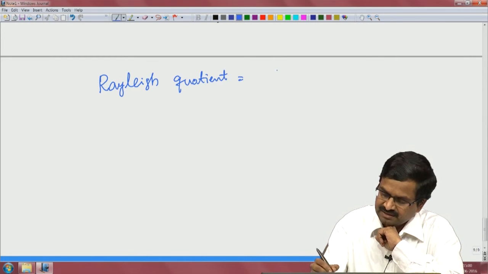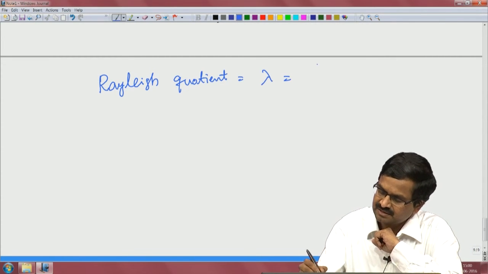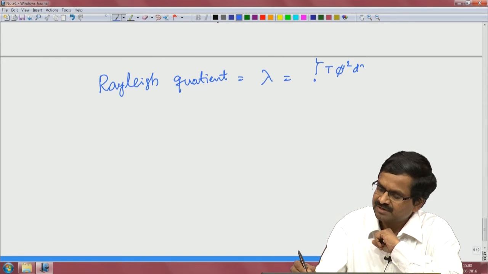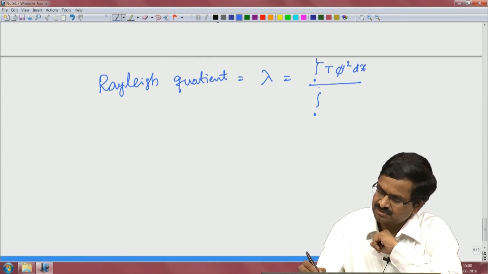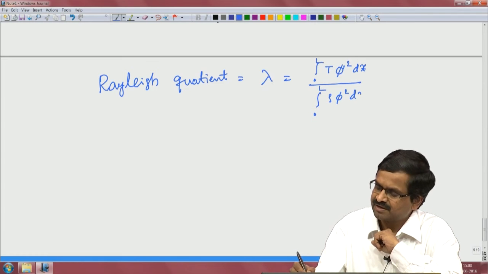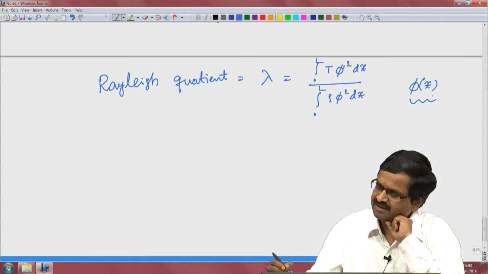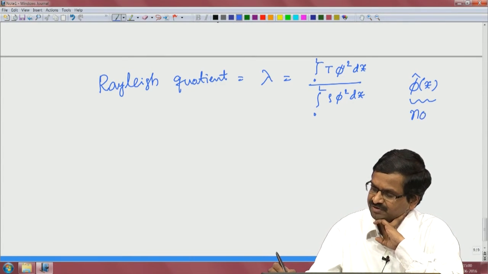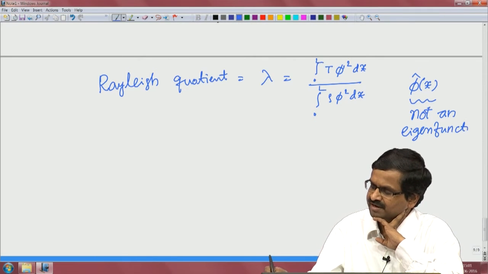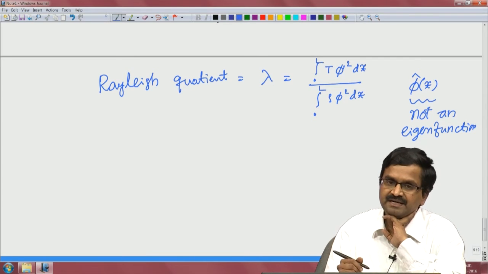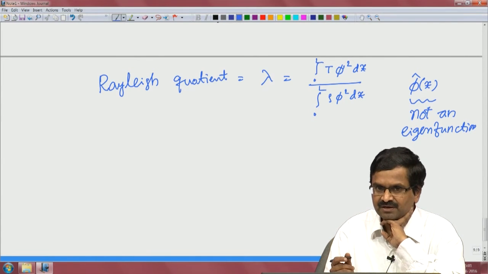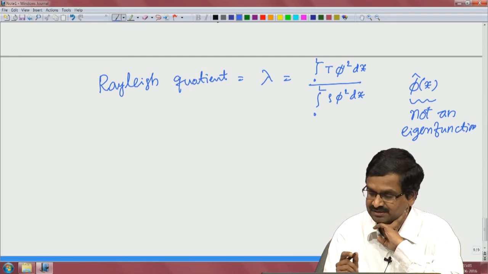Okay. So in this case, this lambda is the integral from 0 to L of T phi prime squared dx, divided by the integral from 0 to L of rho phi squared dx. Whatever phi function you take, even let us say a phi hat that is not an eigenfunction, that is, it is not a solution of our eigenvalue problem, which is T phi double prime plus lambda rho phi equal to 0.